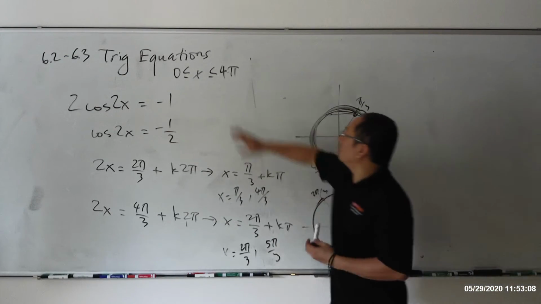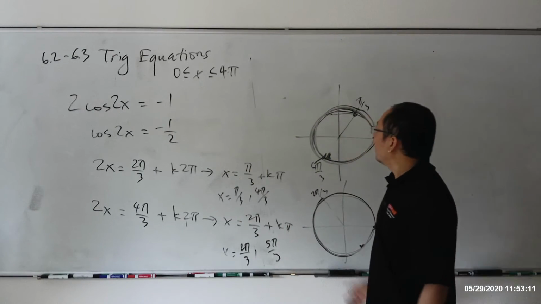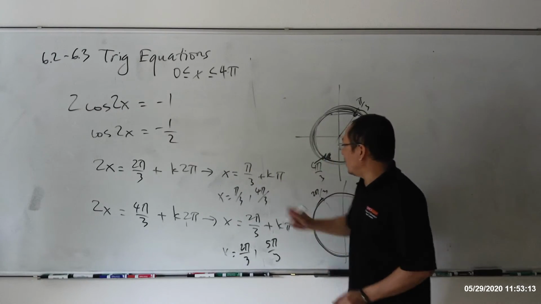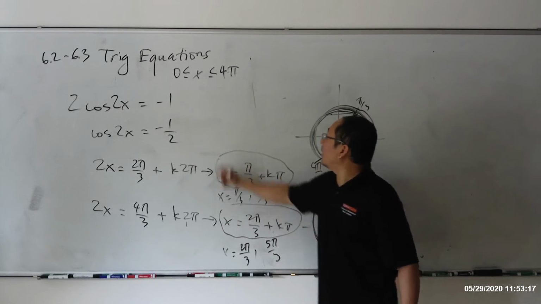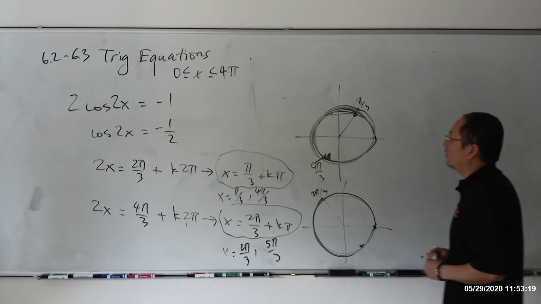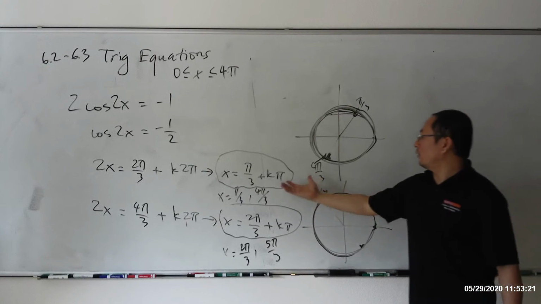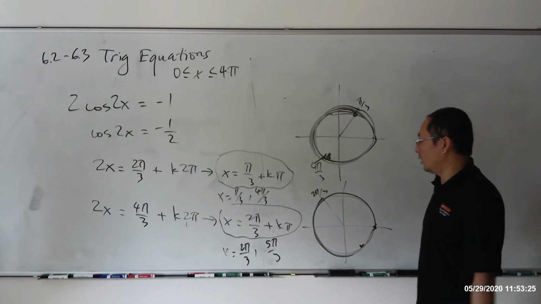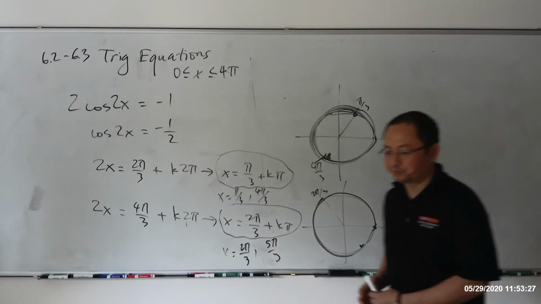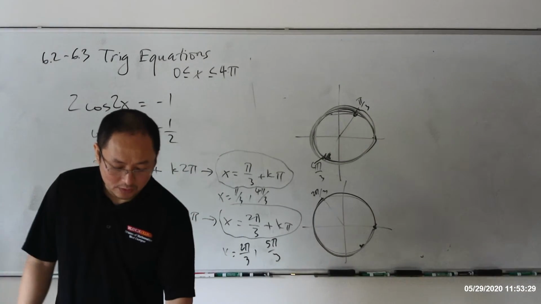So it depends on the condition that they give you. If they don't give you any condition, this is how you answer it. You have a lot of solutions. Without this restriction for the domain of x, then you have infinitely many solutions. There's pi over 3 plus a multiple of pi, 2 pi over 3 plus a multiple of pi. Okay, try another one.